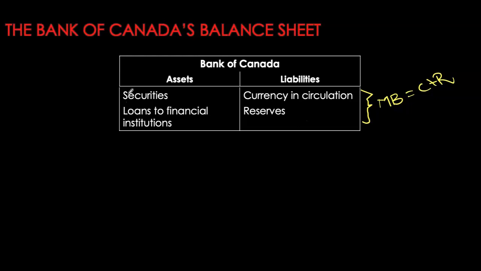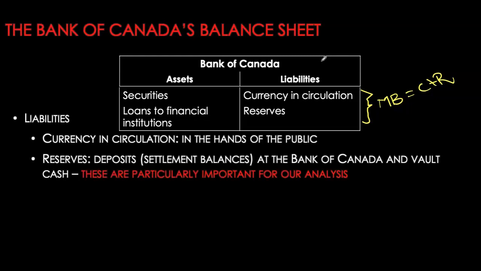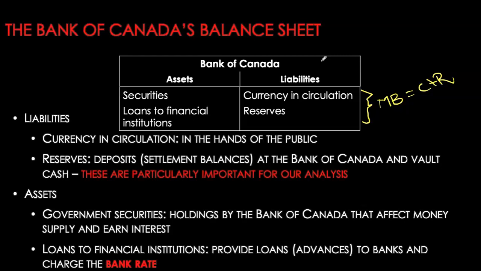Now note, on the left-hand side I have assets, and the main asset that the Bank of Canada holds is securities. These are mostly Government of Canada bonds issued by the federal government. And then the second most important type of asset that the Bank of Canada holds is loans to financial institutions. This is how the Bank of Canada earns money. When it gives a loan or advance to a financial institution, it charges them an interest rate, and that interest rate in Canada is referred to as the bank rate. So liabilities are our currency and reserves, and assets are our securities and loans to financial institutions.